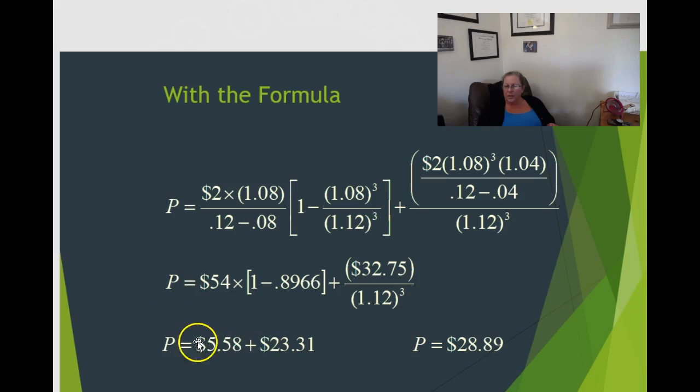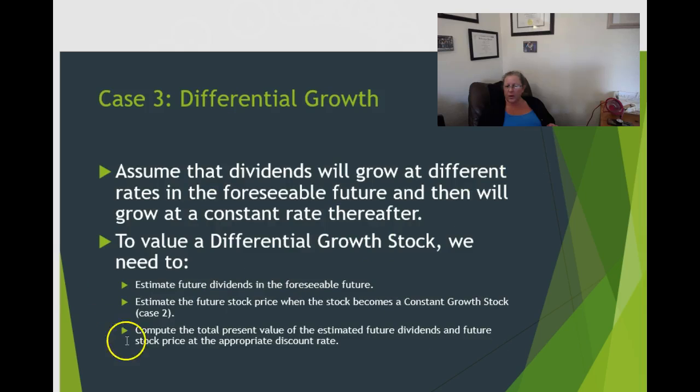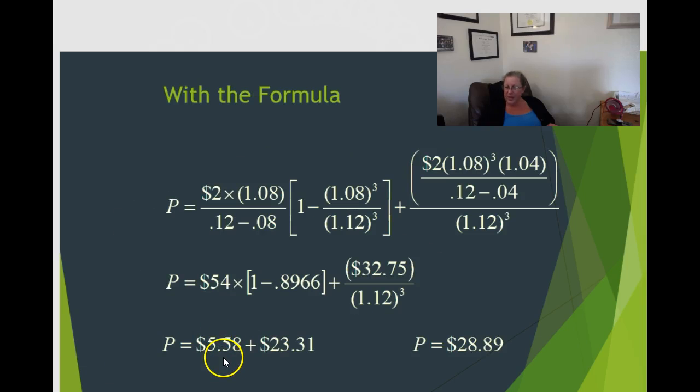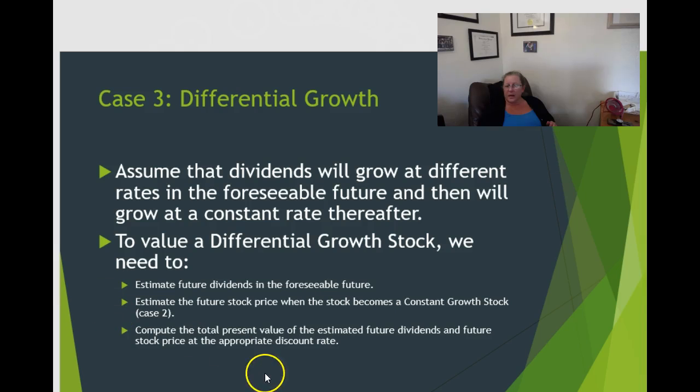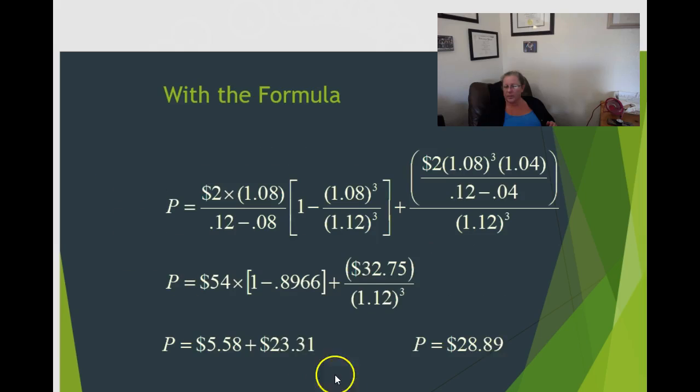And you're actually getting 2 parts to it, just like what they said back here. First, we're estimating future dividends into the foreseeable future. That is $5.58. That represents div sub 1, div sub 2, div sub 3. Okay? And then the second part is getting the present value of the estimated future dividends and the future stock price at the appropriate discount rate. So we add both of those together and get $28.89.